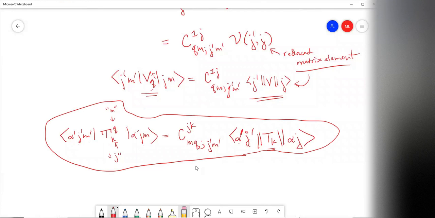All right, that was a much more deliberate overview of Wigner-Eckart. Any questions about that? No? Okay.